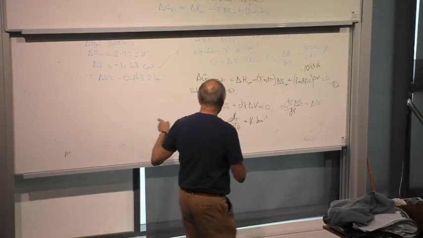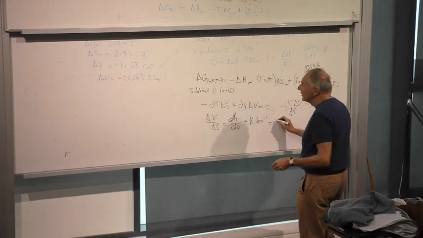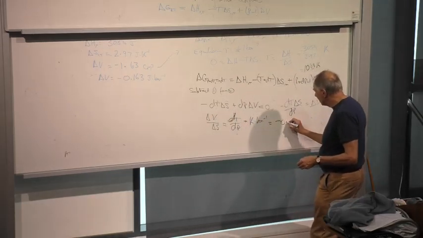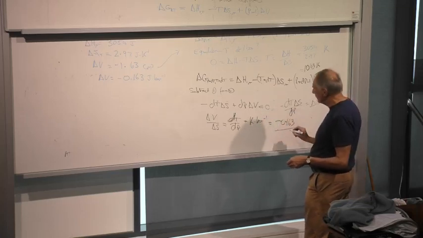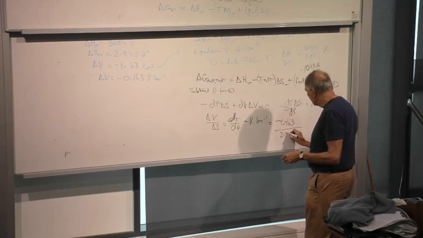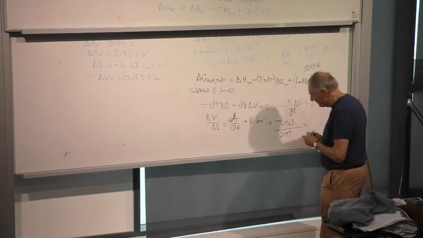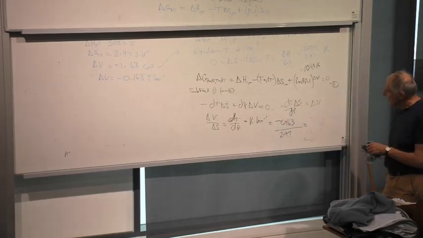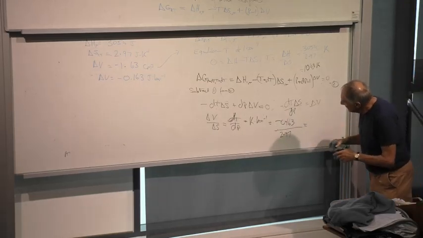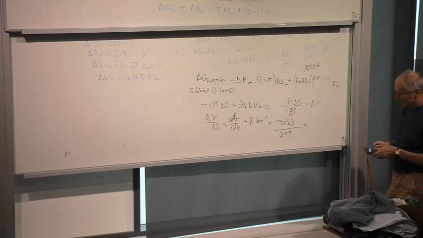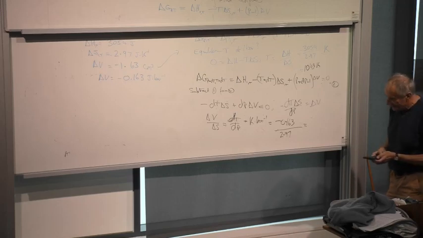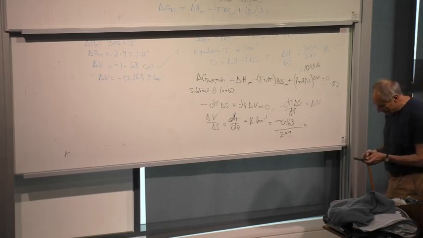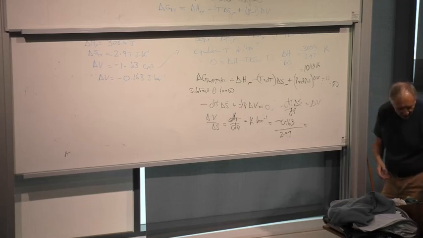So in this case, that is minus 0.163 divided by 2.97, which is equal to, calculator, about 0.054. Something like that. 0.0549.